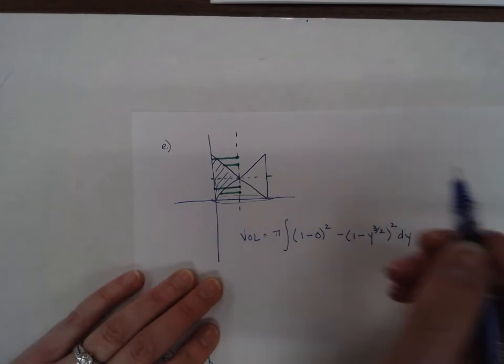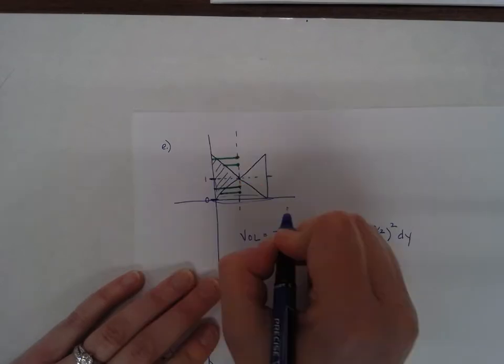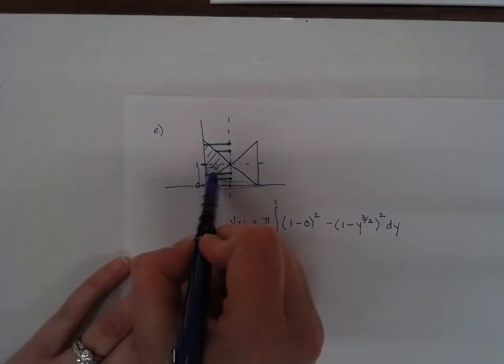I'm going from 0 to 1 on the y-axis. I'm going up the y-axis from 0 to 1. That's what I have there. So that's going to give me the volume of this piece down here. I just found the volume of that piece right there. I need to add to that the volume of the top piece.